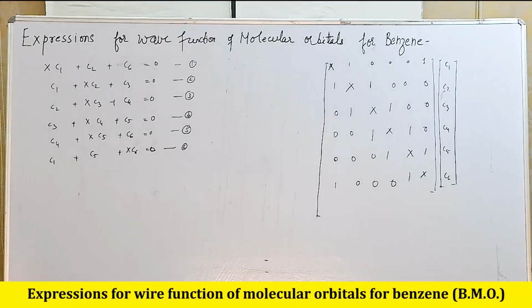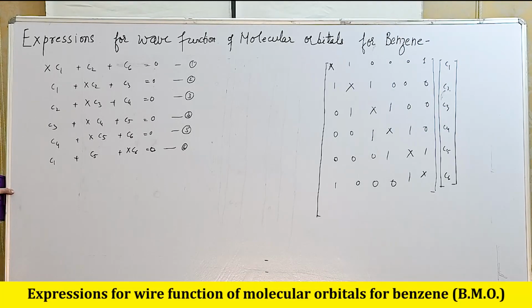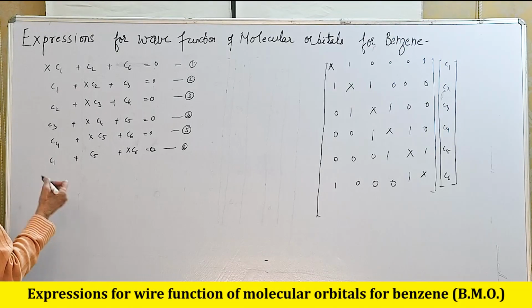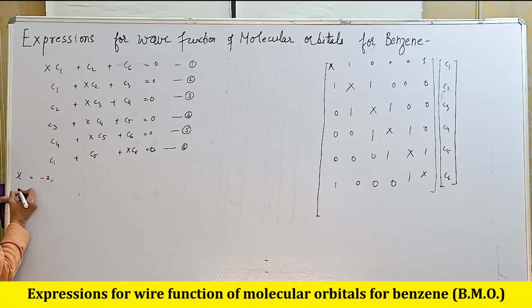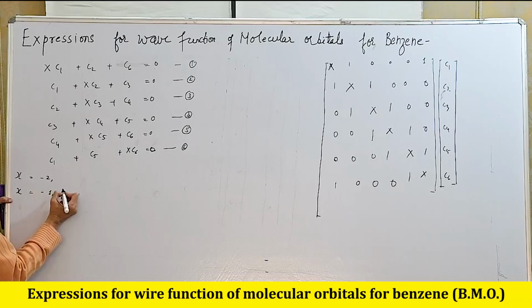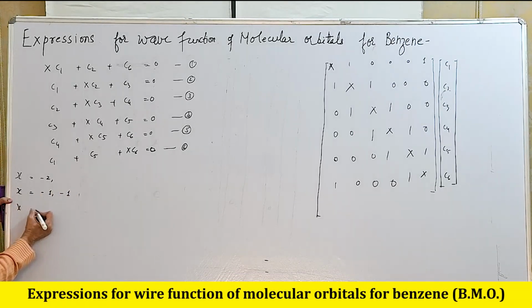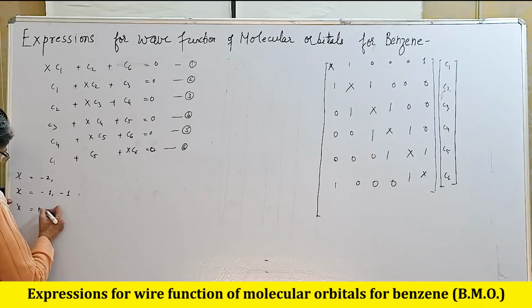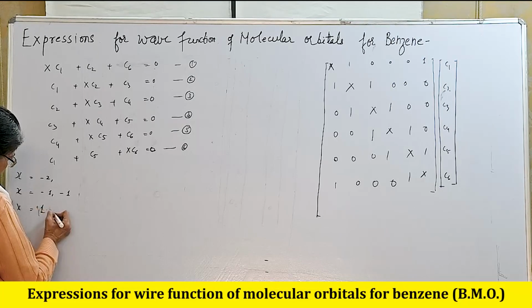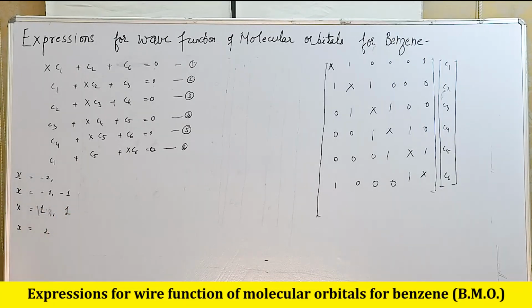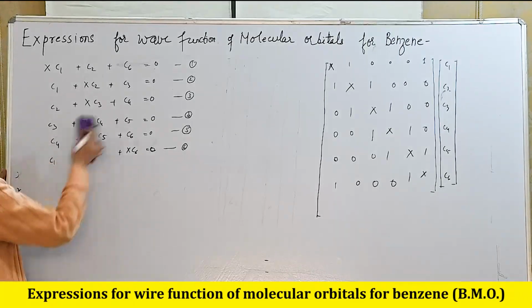As we know that we get these molecular orbitals after linear combination of pi atomic orbitals. Then we take one by one the values of x, and already we have done that: x equal to -2, x equal to -1 and -1. Two values we get x equal to 2 and x equal to plus 1 and 1, 1 and 1 and x equal to 2. So one by one we take that for x equal to minus 2. These we get these secular equations.